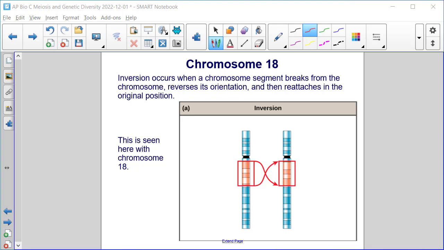Inversion occurs when a chromosome segment breaks from the chromosome, reverses its orientation, and then reattaches in the original position. This is seen here with chromosome 18. So we take this section and we reverse the orientation. So this, what I'll call the top, is flipped, so it's now on the bottom, and this bottom is flipped, so it's now on the top. So you can see the darker portion is now down here. The lighter portion is now up here.